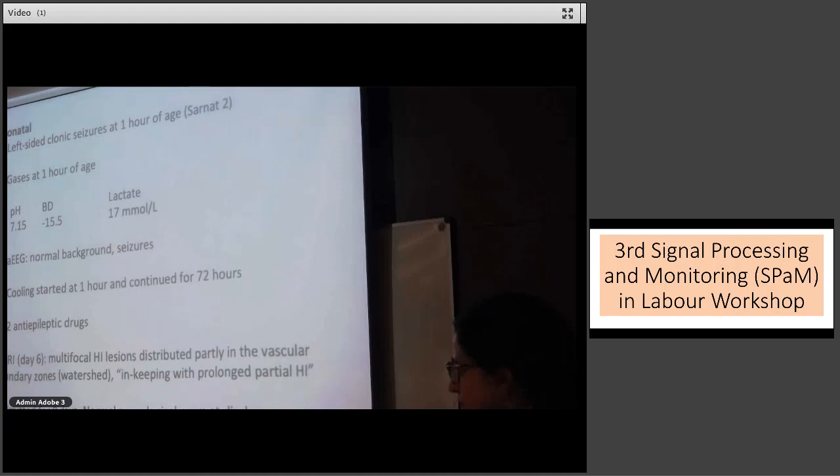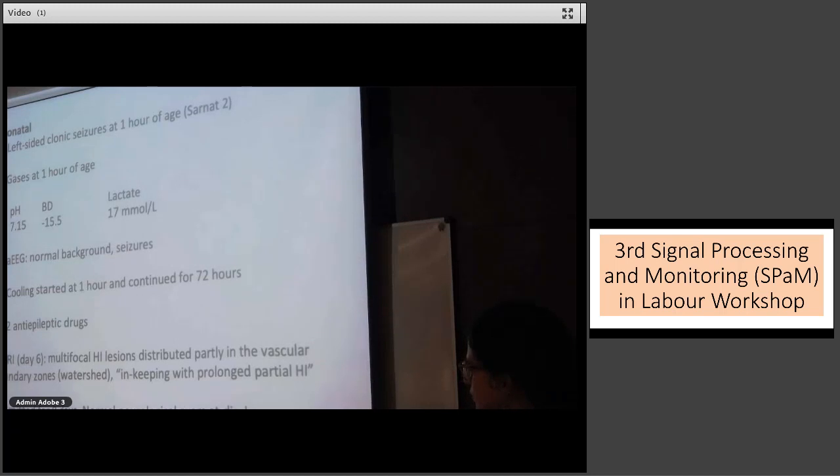Oh, sorry? That's day one. That's on admission, first hours of life. Although the criteria for cooling could be discussed, the team decided to cool this baby, and the baby had protracted seizures that needed 2 anti-epileptic drugs.